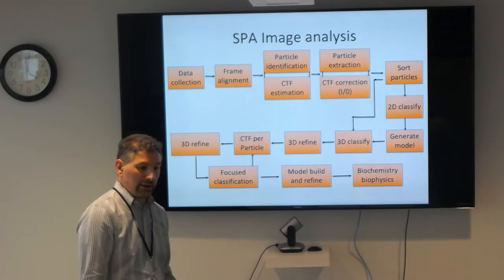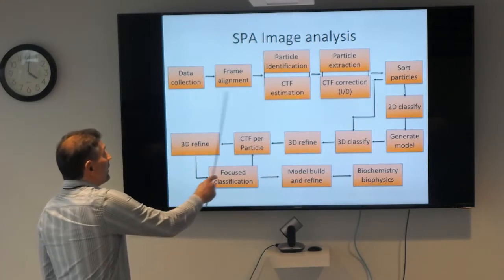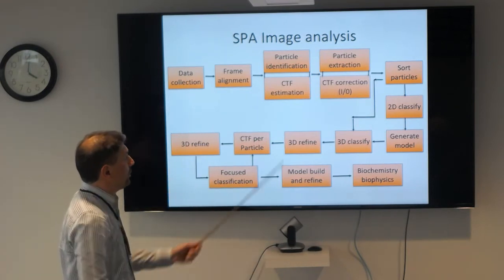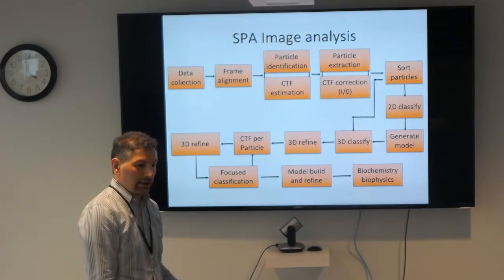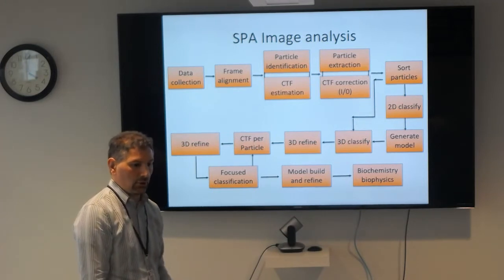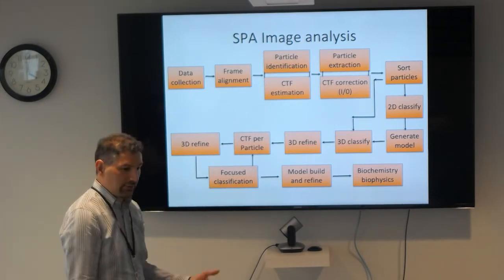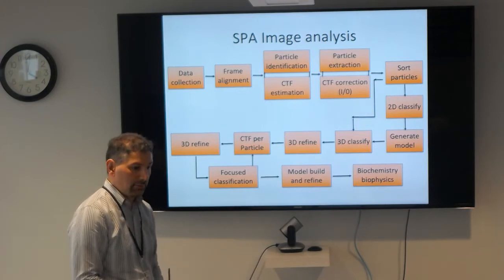And then there's particle identification and CTF estimation. So this is essentially drawn linearly because you have to collect data and then do frame alignment, but you can do, for example, particle identification and CTF estimation at the same time, right? You don't need to complete one task to go on to the next task. So these two you can parallelize. In the CTF estimation, there are many different programs. I'll talk about some of these programs in slides to come.